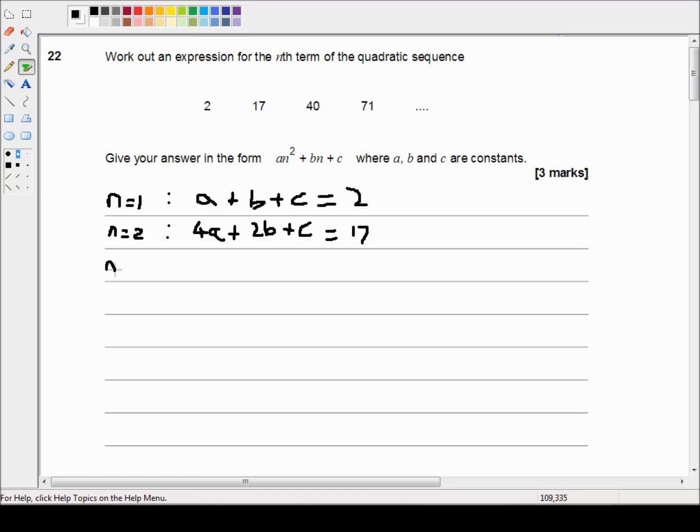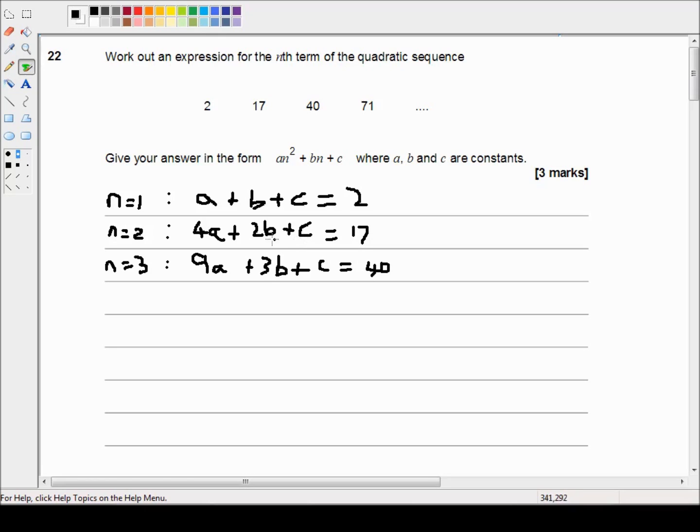So let's set n equals 3 and we'll get our third equation. So a times 3 squared, well 3 squared is 9, so that's 9a plus b times 3 is 3b, and c is a constant. And that's equal to the third term in our quadratic sequence, which is 40. Okay, so I now have 3 simultaneous equations in 3 variables. So this is not difficult, it's just laborious.